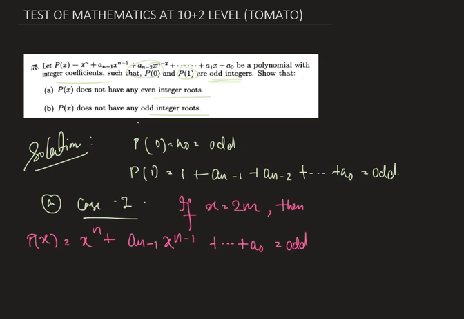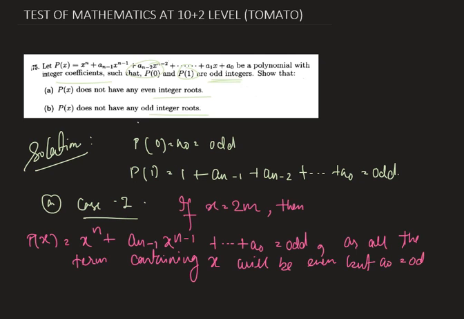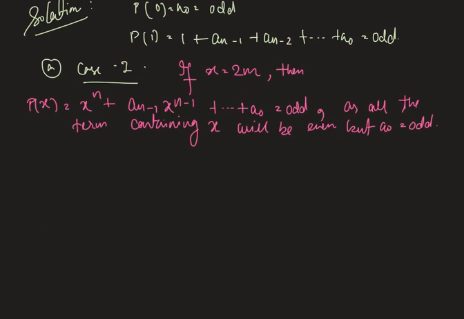which equals odd, as all the terms containing x will be even but a naught is odd. And this implies that x equal to 2m cannot be a root of the equation. Therefore, this portion is proved.